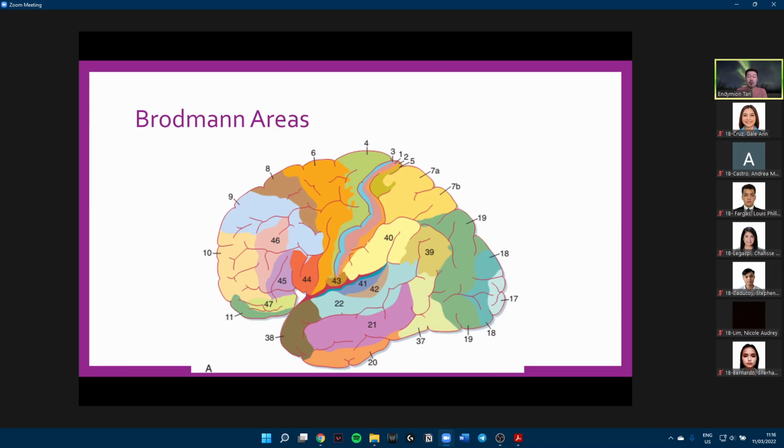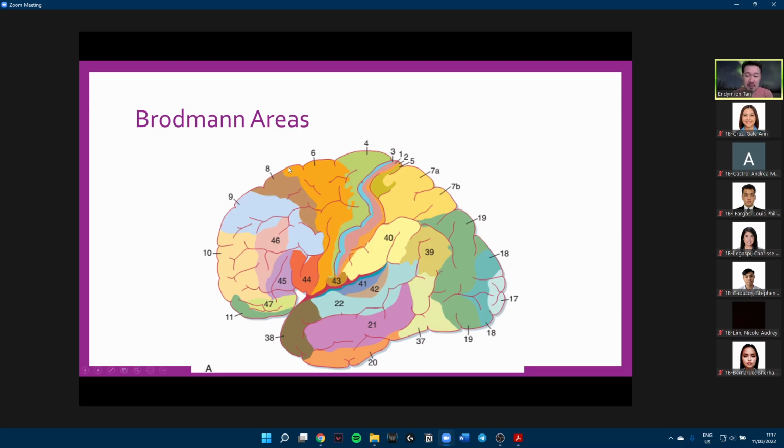So first, you should know where is the central sulcus, because everything anterior to the central sulcus is frontal lobe. So central sulcus, immediately anterior is a Brodmann area for primary motor cortex or the precentral gyrus. So Brodmann area 4, immediately anterior to the central sulcus, is the precentral gyrus, or the primary motor cortex. This would give you voluntary control of your muscle. Okay, pwede gusto mo sipain yan, the Brodmann area 4 will let you do it.